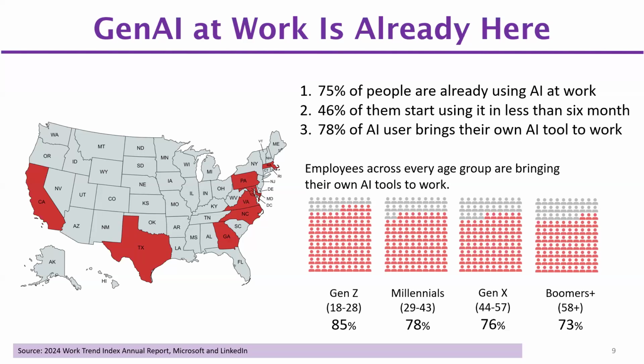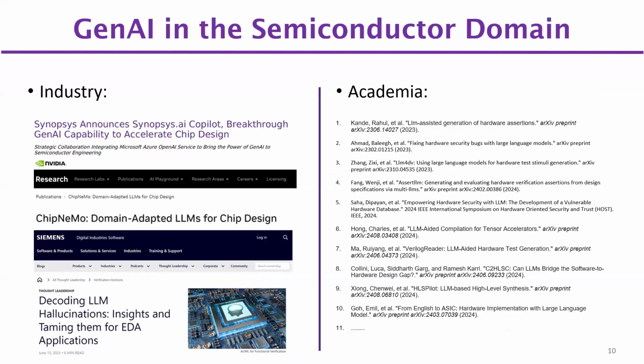And also, this is not only happening in the young generation. Employees across every group are bringing their own AI tools to work. So this is very useful data. And of course, in the domain-specific areas, the AI is used everywhere. I'm from computer engineering, so I'm more familiar with the semiconductor industry. If you check the large language model space and semiconductor or your own area, you can find a lot of events and papers on the industry side and on the academia side.